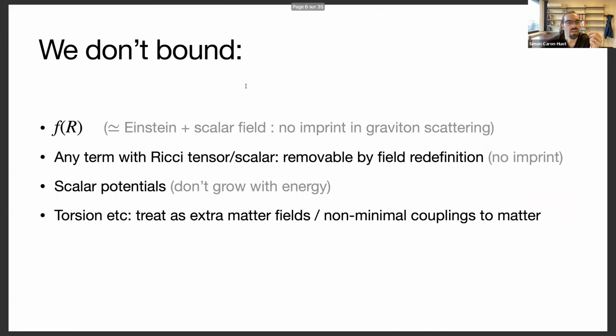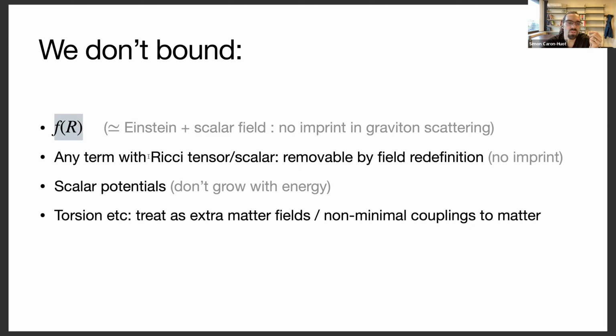Okay. Let me have one slide just to explain what we don't bound. I'm not going to make a laundry list of what we don't bound, but just so we get an idea what we bound are. So, for example, f of R, people consider theories of gravity that have a function of polynomial in the Riemann curvature scalar instead of usual Einstein. But this theory actually is equivalent, interestingly, to usual GR plus a scalar field with some potential. So actually, graviton scattering in this model is exactly the same as in the model we just talked about. So we're not going to give you any constraint on f.